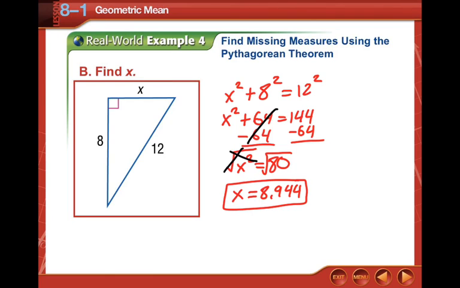Again, I'm just rounding these. It doesn't tell us where to round to on these, so I'm just rounding to the third decimal place because that's what I like to do. Let's look at our next one.